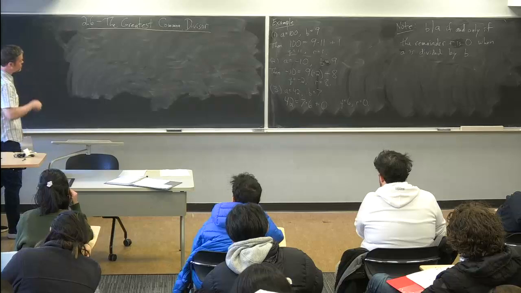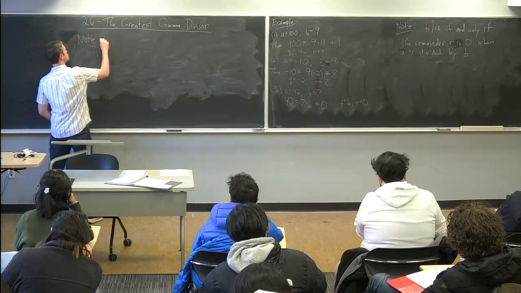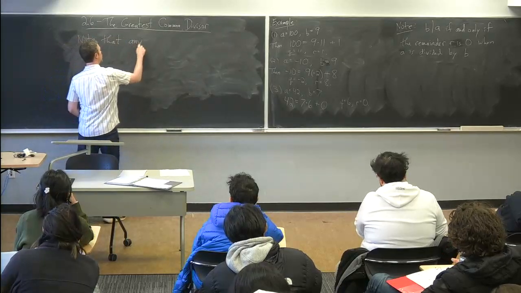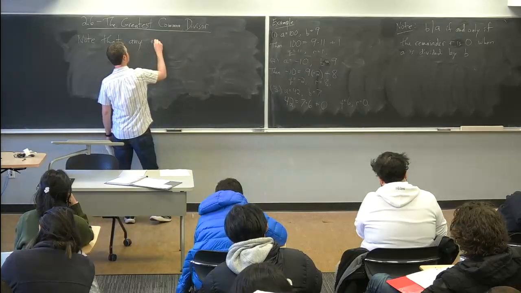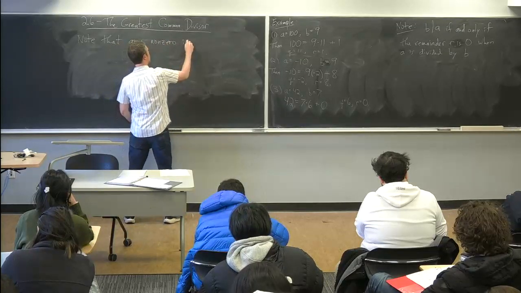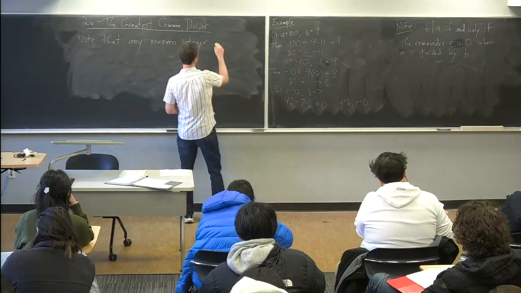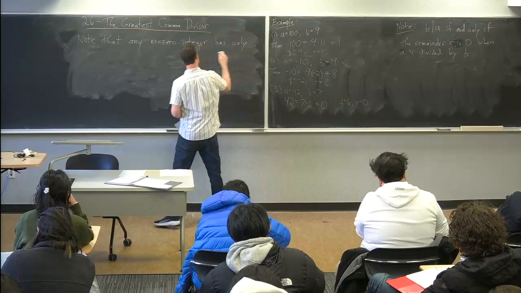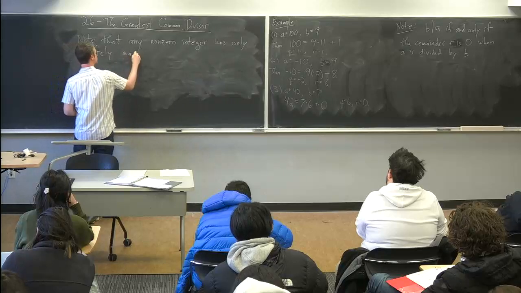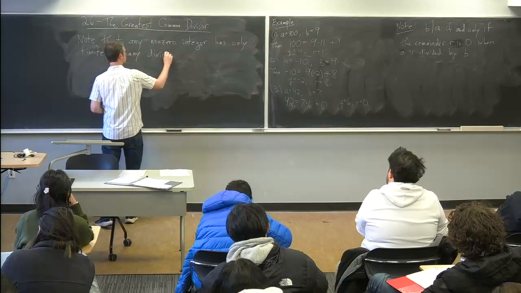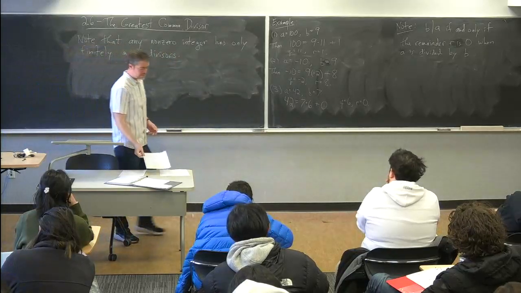Okay. Now, here's a fact that's true. If you have a non-zero integer, so any non-zero integer has only finitely many divisors. Okay, so this is not going to blow your mind, but it's true.